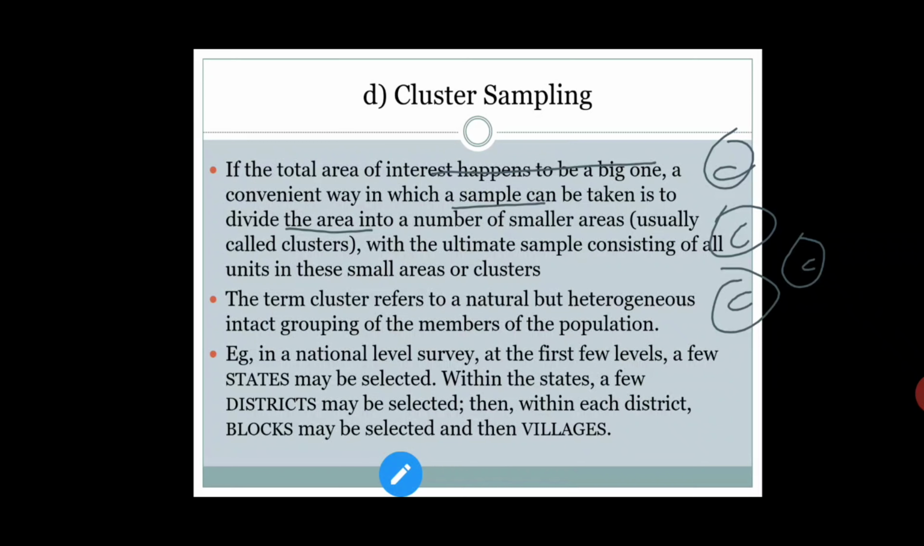So, the term cluster refers to a natural but heterogeneous intact grouping of the members of the population. You'll understand this with the help of an example. In a national level survey, at the first level, a few states will be selected. And within the states, a few districts may be selected. And then, within each district, blocks may be selected. And after blocks, come the villages. Okay? So, when we talk of cluster sampling, the geographical aspect of the population is taken into account.